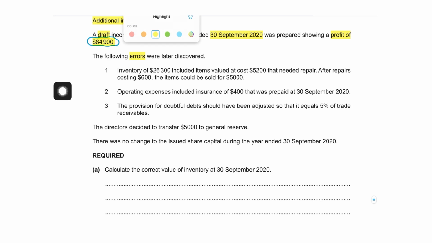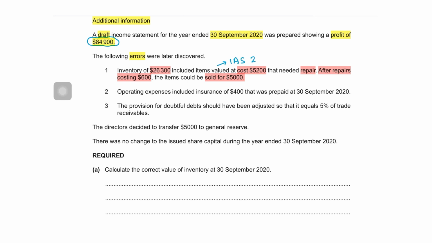The first one is related to inventory. It says inventory of 26,300 included items valued at a cost of 5,200 that needed repairs, okay? And after repairs costing, the repairs amount is 8,600, the items could be sold for 5,000. Which IAS is being applied in this adjustment? Can we guess?